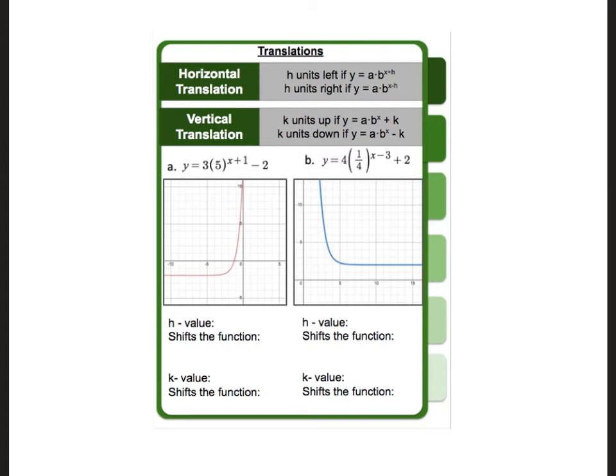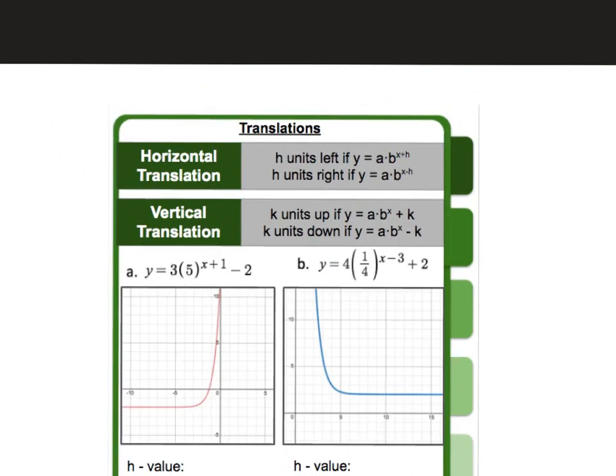a times b to the power of x plus h, that's going to move your graph h units to the left. If you have a times b to the power of x minus h, that's going to move it h to the right. This is the one where it's sort of opposite of what you think, in that if you have a positive h, it's going to move it in the negative direction. If you have a negative h, it's going to move it in the positive direction.